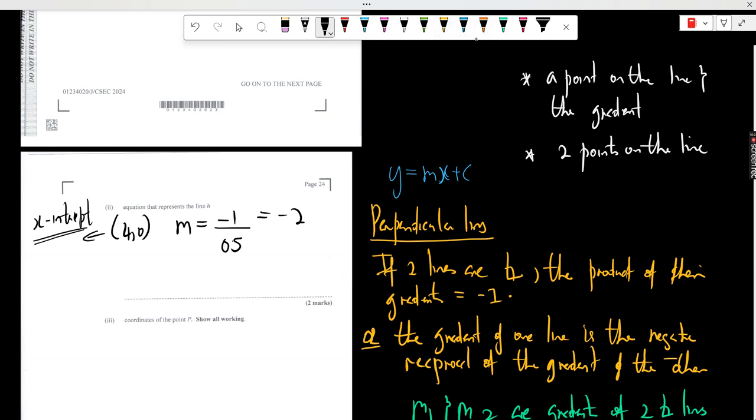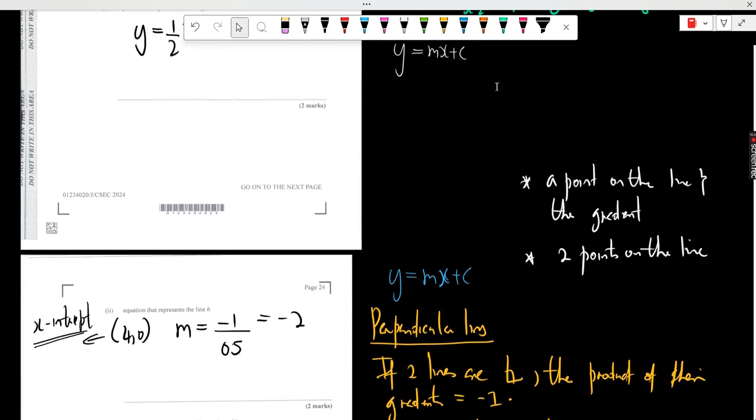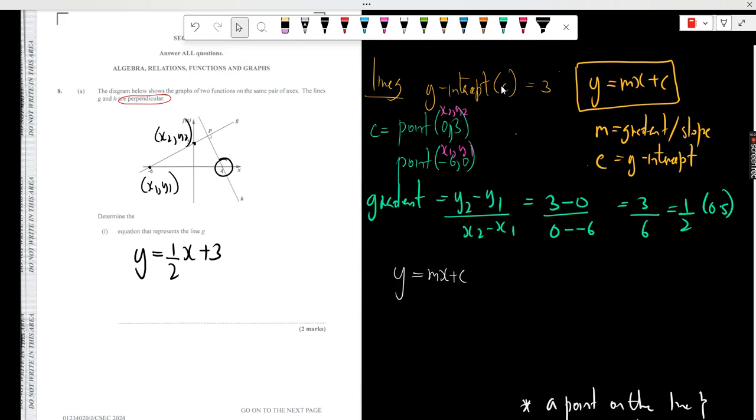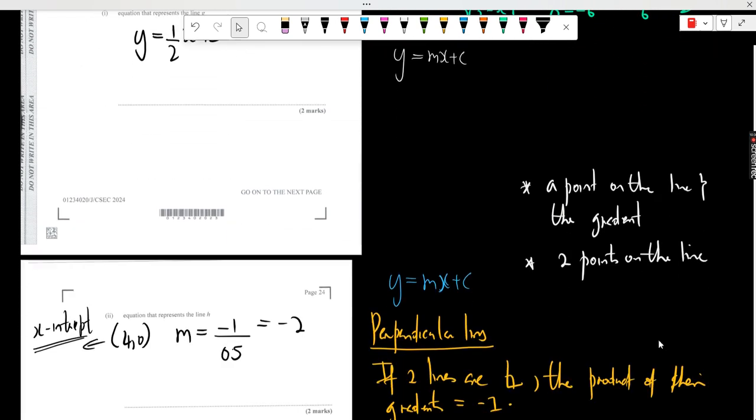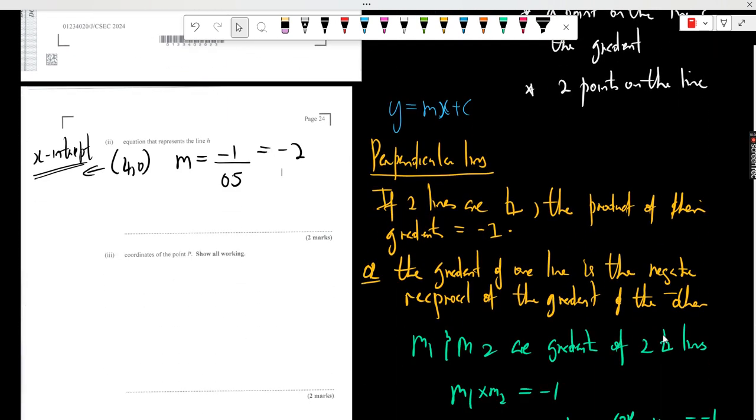In part 1 of the question, we found the gradient of line G to be 0.5. Remember that? And we're told that the two lines are perpendicular. We just established that if two lines are perpendicular, the gradient of one line is the negative reciprocal of the gradient of the other. Therefore, the gradient of line H is equal to minus 1 over the gradient of line G. So that's minus 1 divided by 0.5, which of course gives us negative 2.